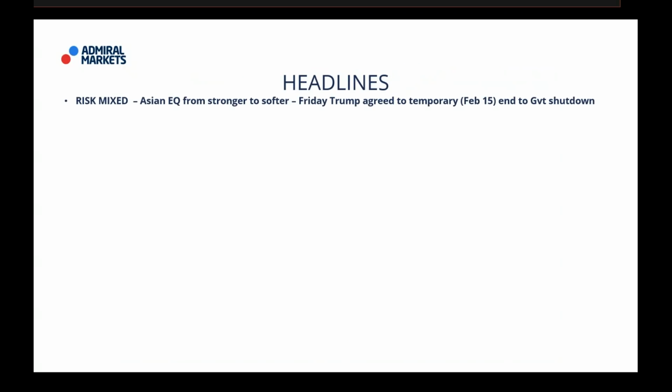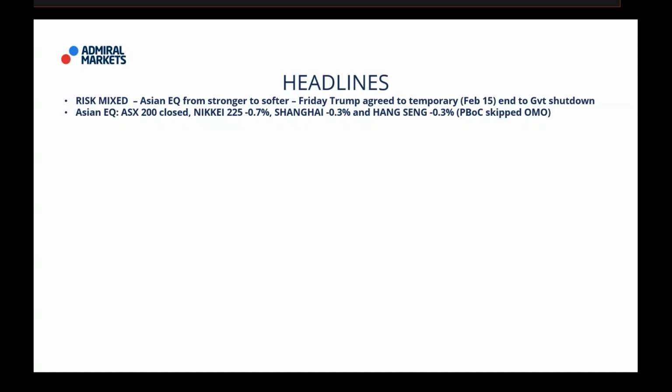What are the headlines this morning? We have a risk picture that is mixed. We had Asian equities moving from a bit stronger to a bit softer. Over the weekend, Trump had to cave in to the Democrats, and they agreed a temporary government reopening, at least until February 15th. In Asia, we saw the Australian equity index close due to a holiday, but then we saw the Nikkei down by 70 basis points due to some yen appreciation.